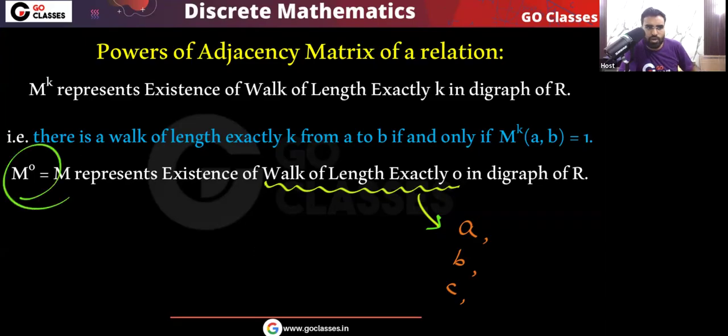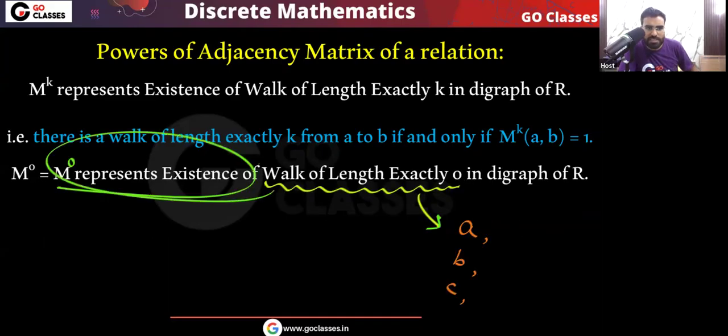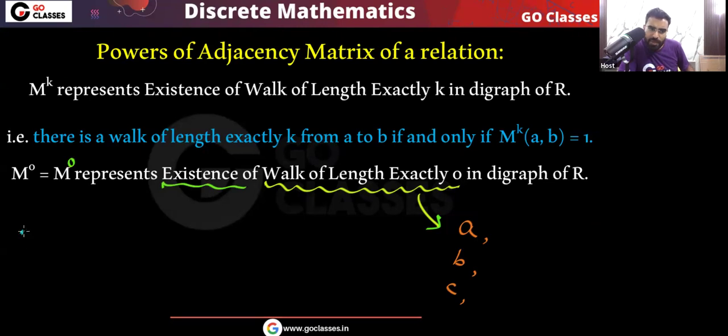And remember, M power 0 represents the existence of a walk of length 0. Okay, so you can easily see what M power 0 will be.